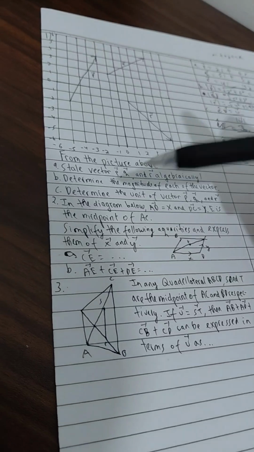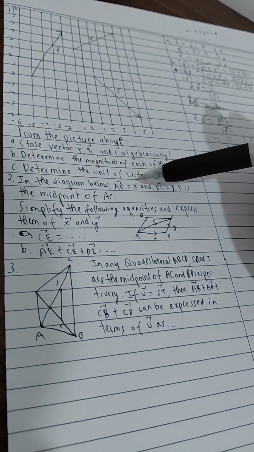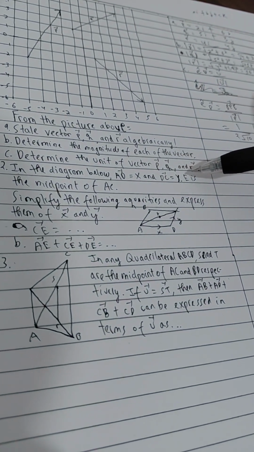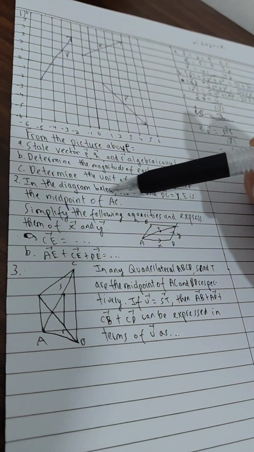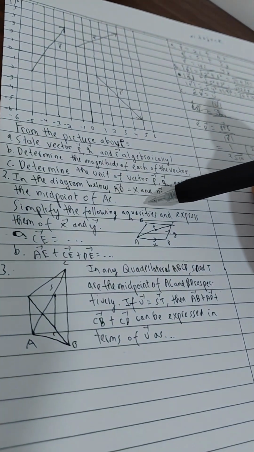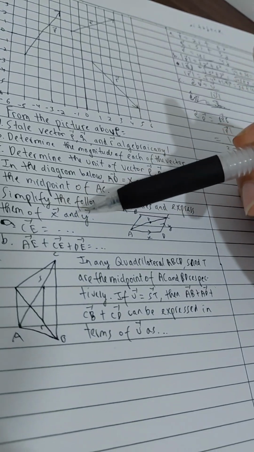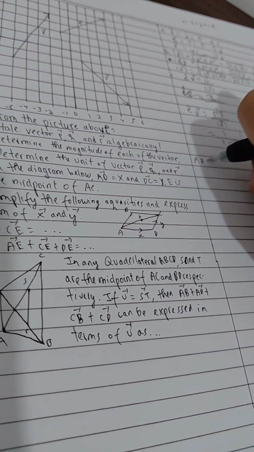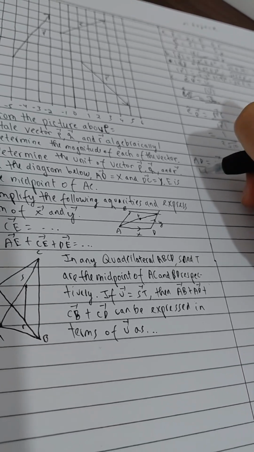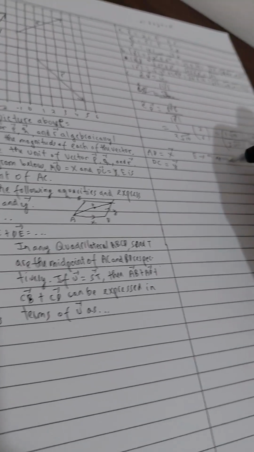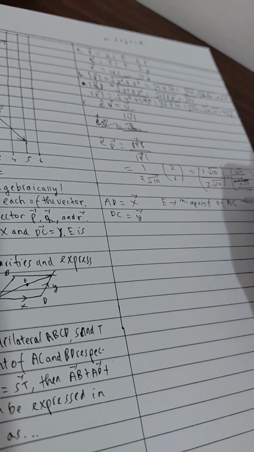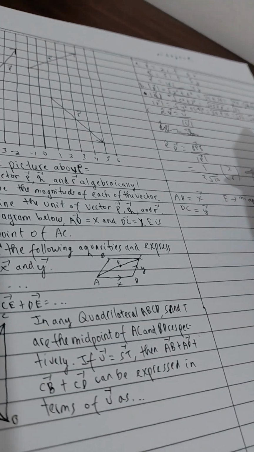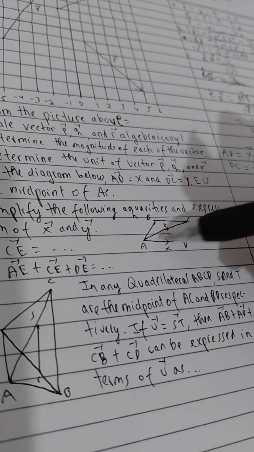The next one is number 2. In the diagram below, AD equals x and DC equals y. E is the midpoint of AC. Simplify the following vectors and express them in terms of x and y. Okay, given that AD equals x, DC equals y, and E is the midpoint of AC. First we will find the AC.